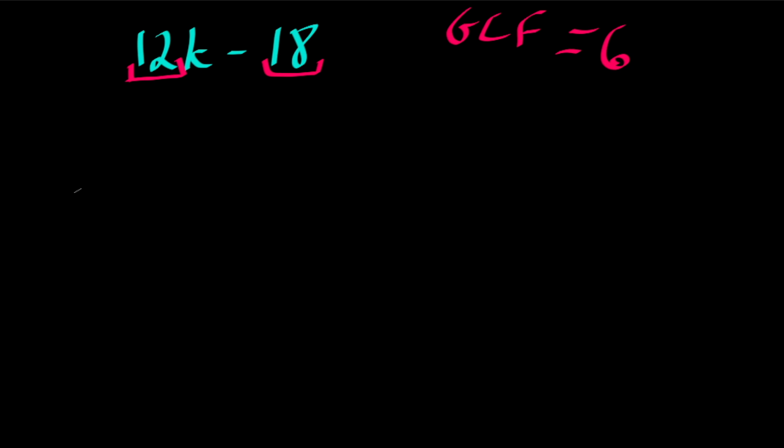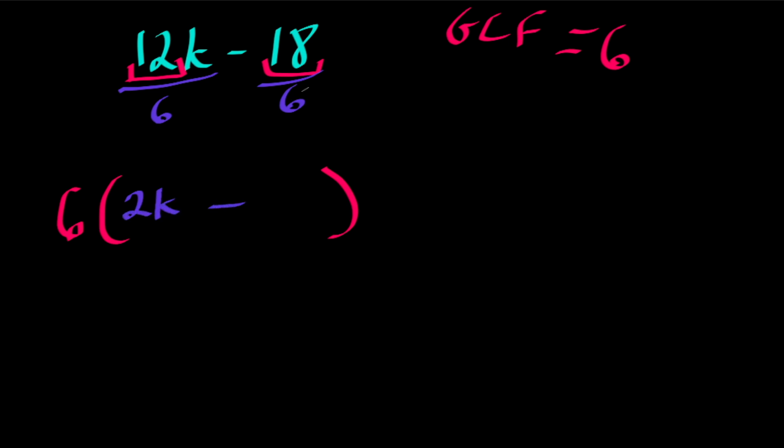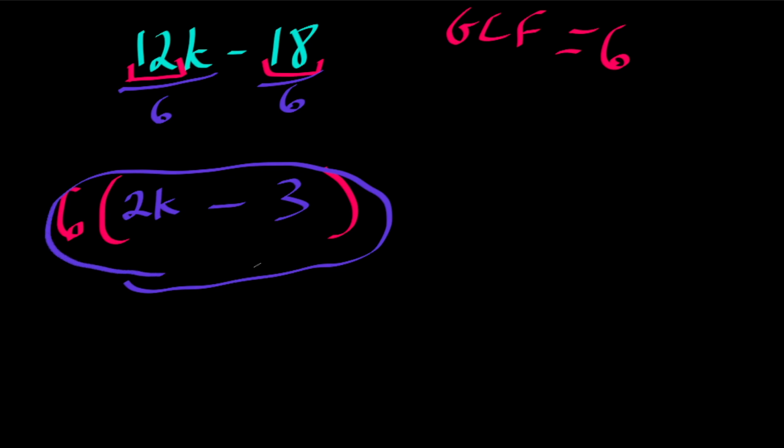So here's what I do. I rewrite 6 outside of parentheses, and what goes inside the parentheses is what I get when I divide out 6. So you're going to divide both your terms by whatever your GCF is. This would give me 12 over 6, which is 2. I would bring down k. I would bring down my minus sign. And then when I divide 18 by 6, I end up with 3. So now I've factored out a GCF.